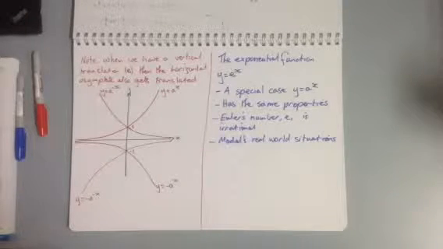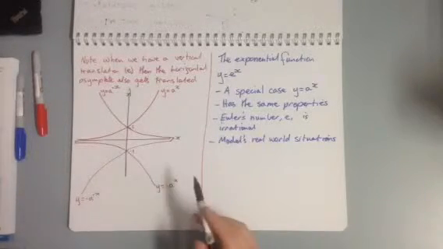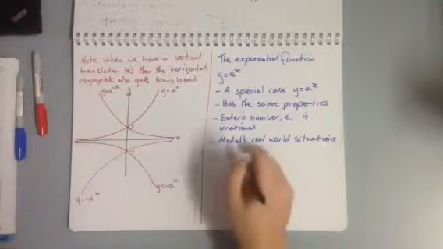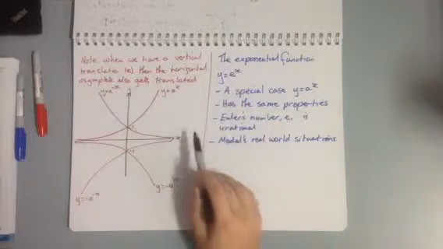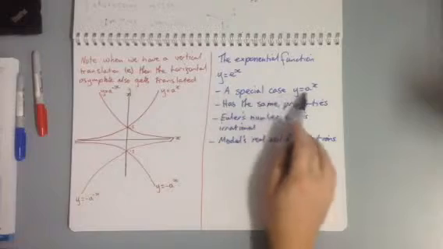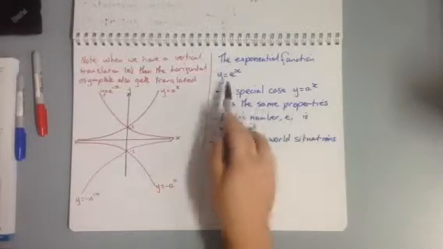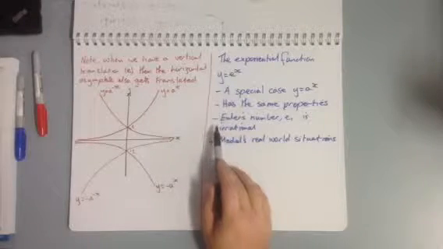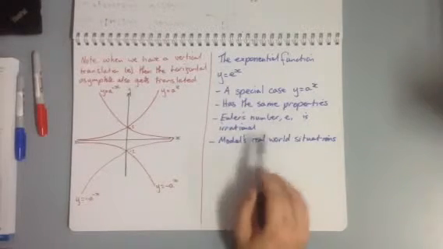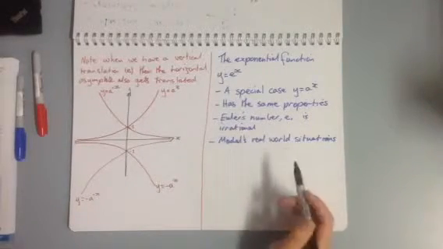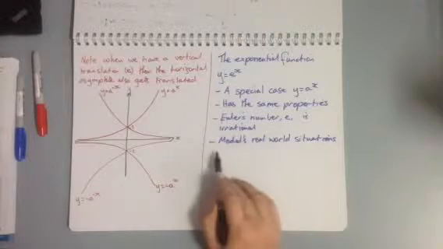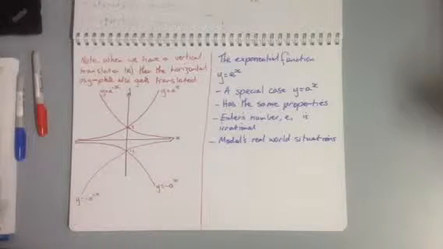We also have a special case, which is the exponential function e to the x. This is just a special case of y equals a to the x, and it has all the same properties. Now, e is just a special number called Euler's number. It's an irrational number, like pi in that respect, and it models real-world situations very well.